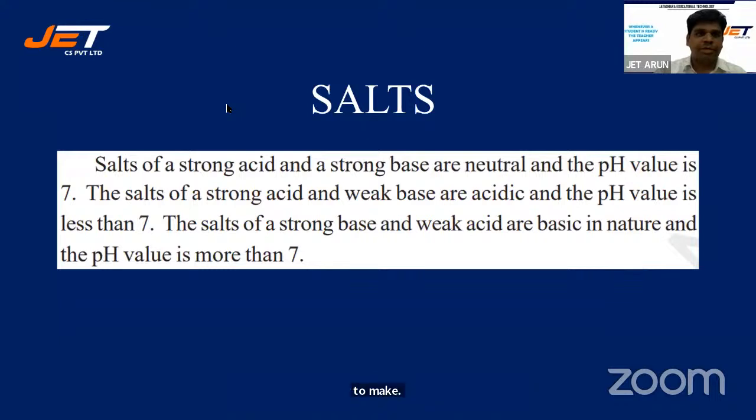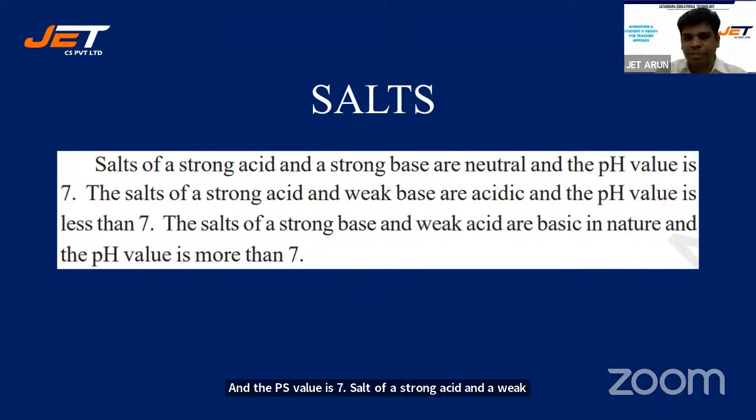All right. Now let's look at salts, students. Salt of a strong acid and a strong base is neutral, and the pH value is 7. Salt of a strong acid and a weak base is acidic. If it is a strong acid and a weak base, it is acidic, and the pH value is less than 7. If it is acidic, it is less than 7. If there is a strong base and a weak acid, then the salt is basic in nature, and the pH value is more than 7.